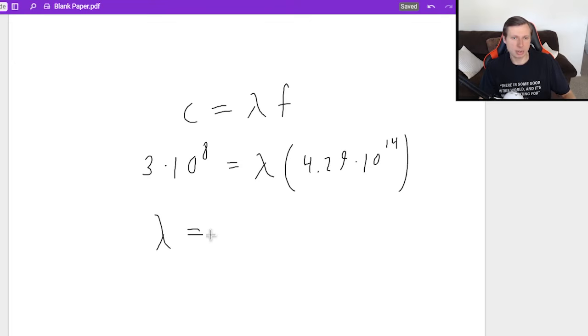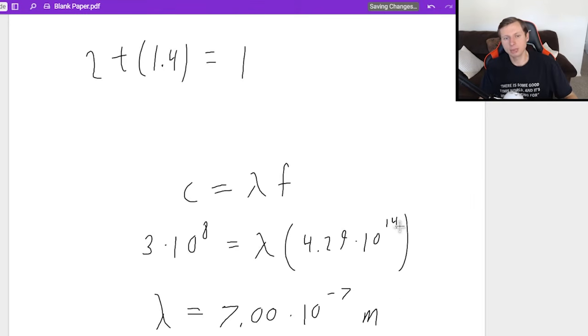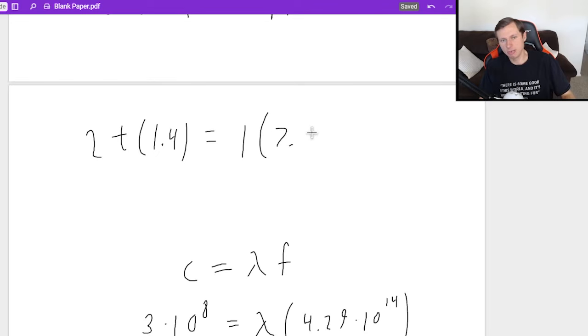So I just divide both sides by 4.29 times 10 to the 14th. And if you do that correctly, you'll get 7.00 times 10 to the minus 7th. And the units for that are meters, not that I really care right now. But that's what I'm going to be plugging in for lambda. 7.00 times 10 to the minus 7.